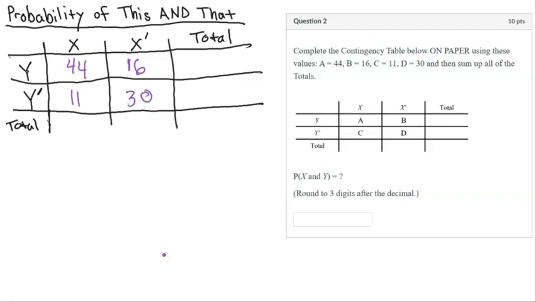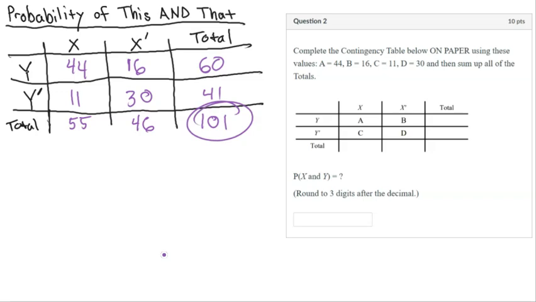Now we'll complete the rest of the table. If we add up 44 plus 11, that's 55. 16 plus 30, that's 46. Sideways, 44 plus 16, that's 60. And 30 plus 11, that's 41. And 60 plus 41, that's 101. And 55 plus 46 is also 101. So our total is 101.